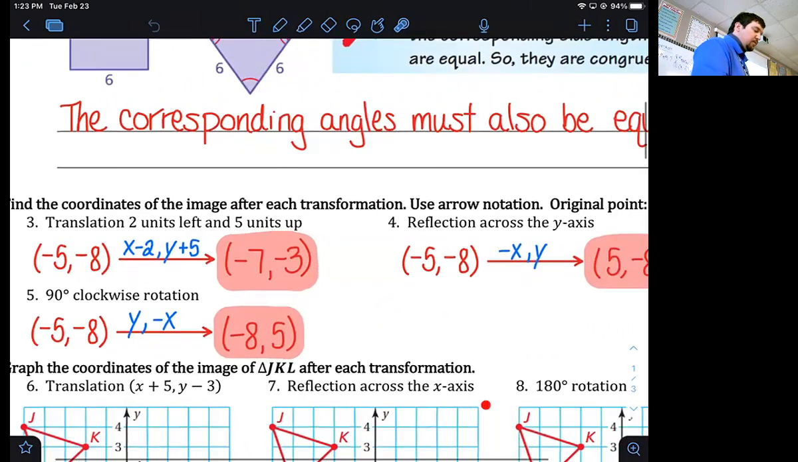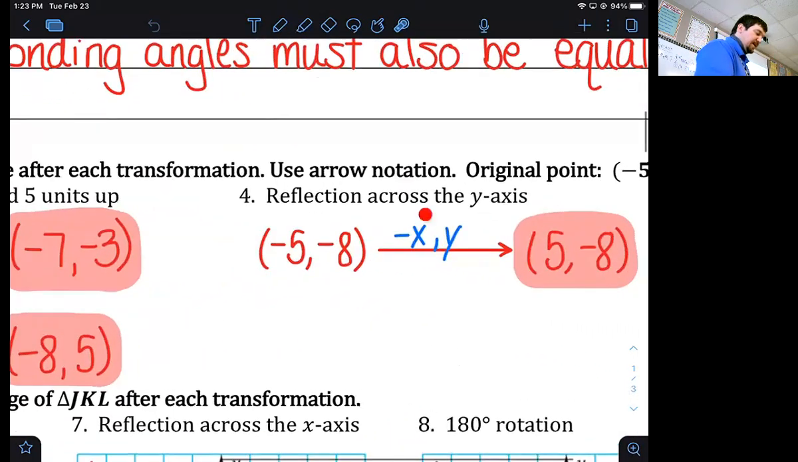Number 4, when you reflect across the Y-axis, you take the opposite of the X coordinate. There's no flipping. You're just taking the opposite of the X coordinate. So that -5 is going to become +5. The -8 stays the same. 5, -8.